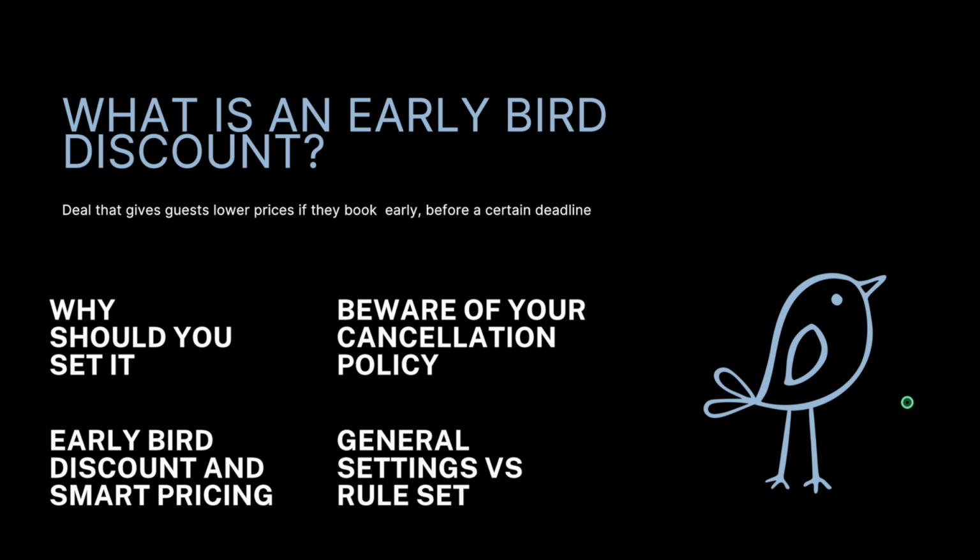General settings versus rule set. Here on this video we are gonna see how to set an early bird discount on our general settings, on our calendar settings. Rule sets allow you to set an early bird discount only for a certain time frame, and you can set an early bird discount through using rule sets even if you have smart pricing active. That's another topic. There is a video on how to create a rule set. Here we are just gonna see how to set an early bird discount in the general settings, which means the discount will apply to all of the available dates on the calendar.